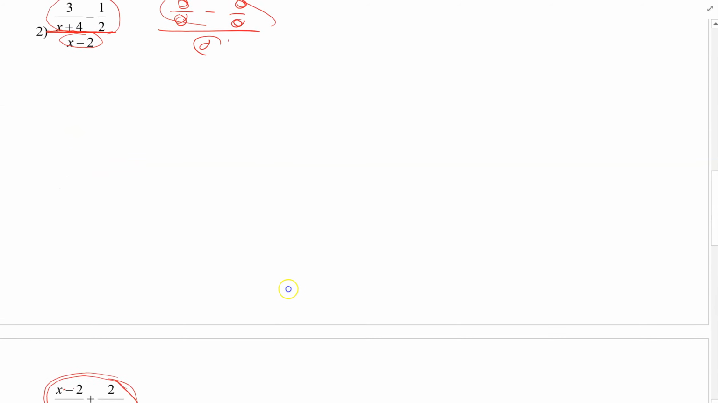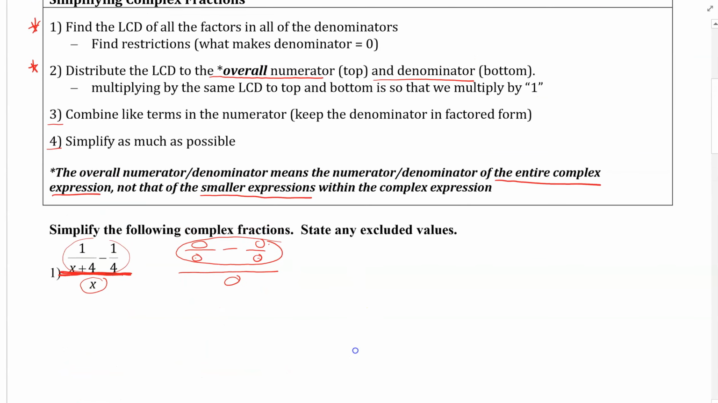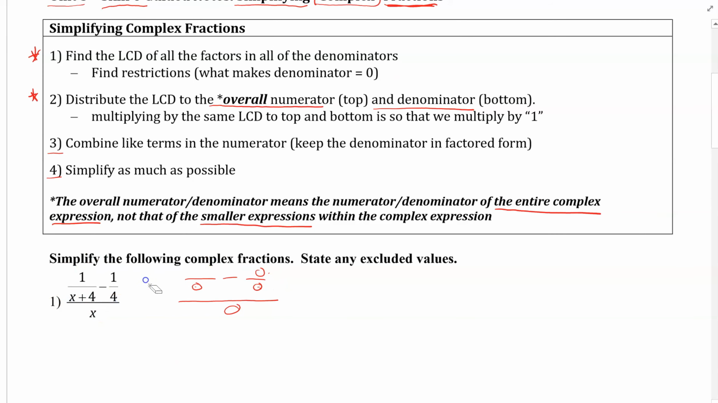So understanding that overallness as opposed to the smaller parts is important because that's what I focus on when I use my method. Basically, you are going to have to look at all of the mini denominators and find the LCD of all of those. Okay, so it'll involve finding an LCD.